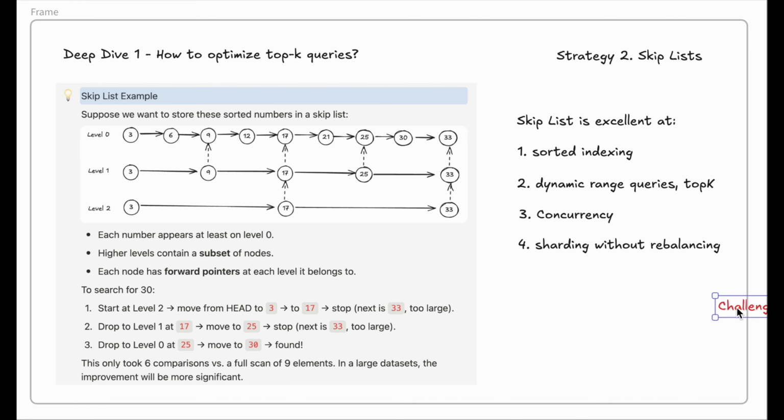That said, randomness does bring some complexity. On rare occasions, too many or too few high-level nodes can skew performance. Managing forward pointers across levels is also error-prone. And because randomness drives structure, debugging and testing can be tricky. Still, skip lists provide an elegant and practical solution for top K queries at scale, especially in real-time leaderboard systems.